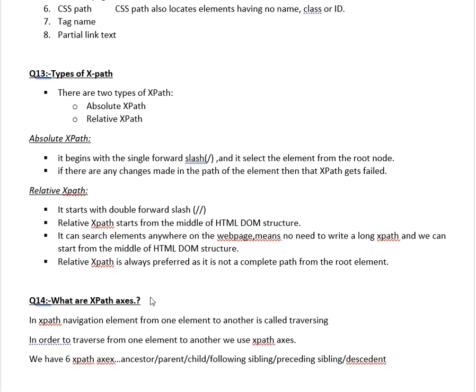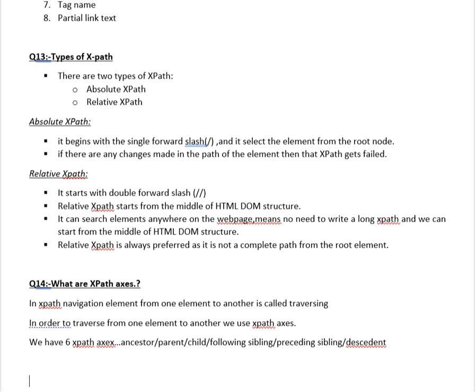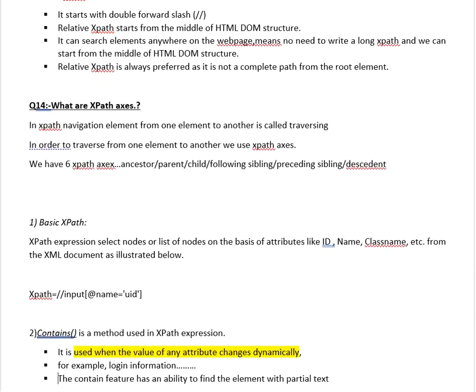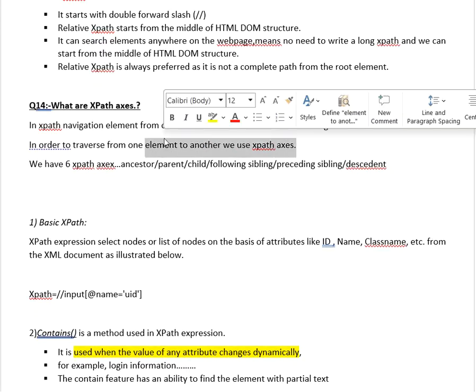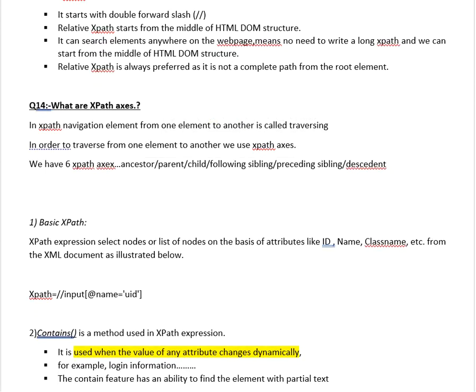Now the next question is, what are XPath axes? In XPath, navigating from one element to another is called traversing. In order to traverse from one element to another element, we use the XPath axes. So our question was, what are the XPath axes? Here we have 6 XPath axes, that is ancestor, parent, child, following sibling, preceding sibling and descendant.